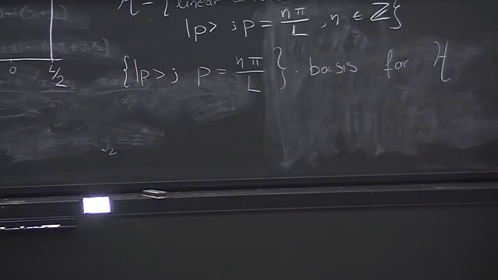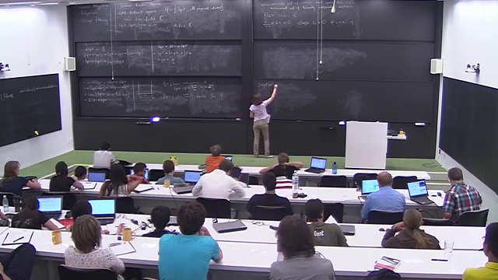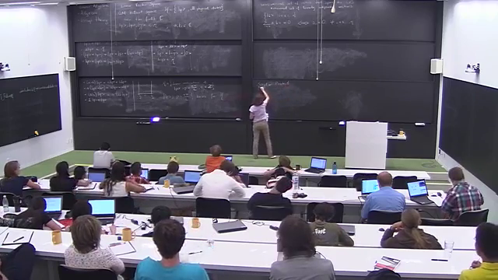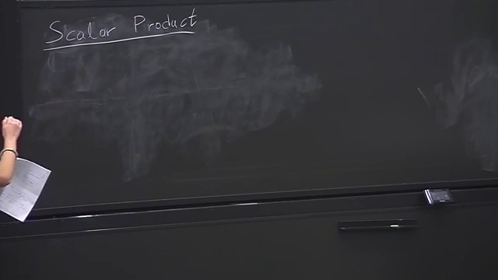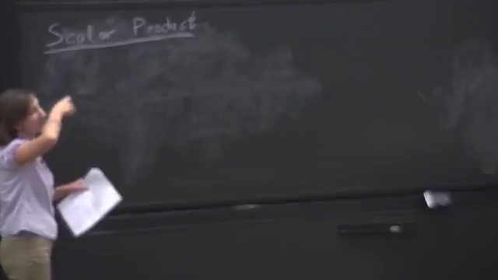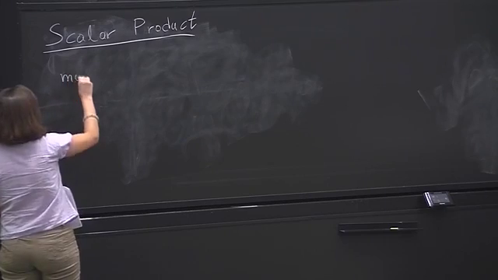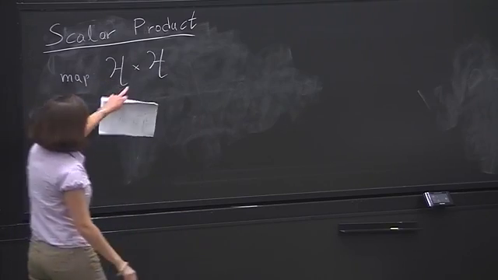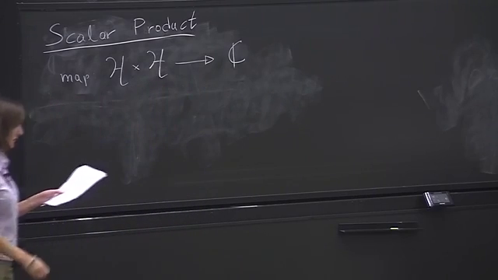Okay, so the next thing I wanted to talk about was a scalar product. And a scalar product is a map from the space times the space to our field. So in this case, it will be a map from H cross H to the field of complex numbers.